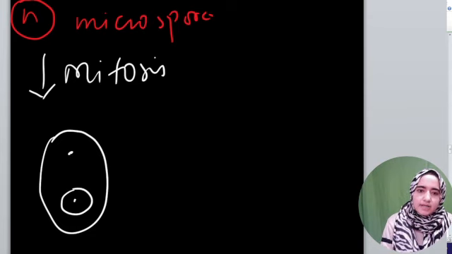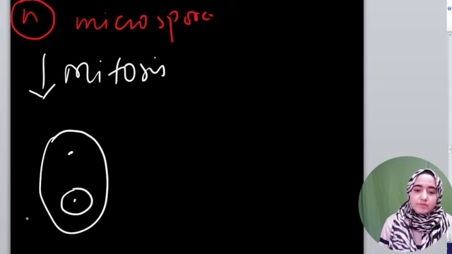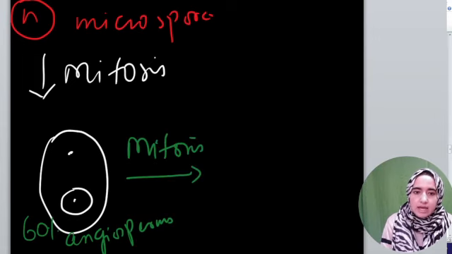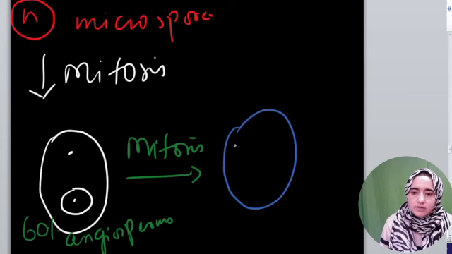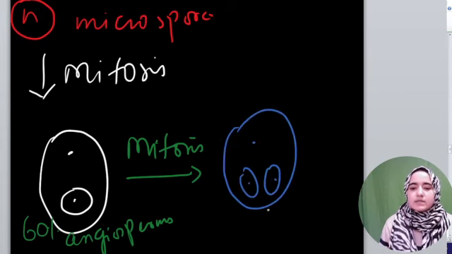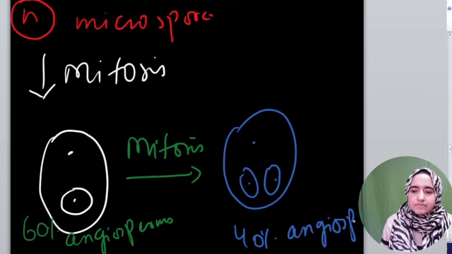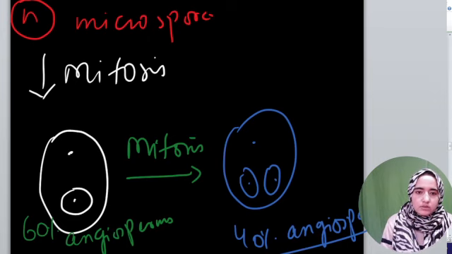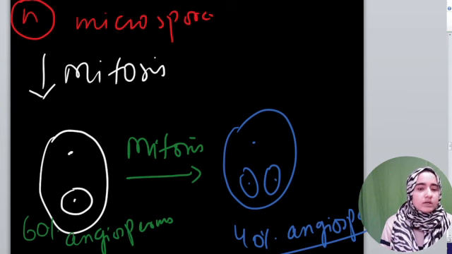This pollen grain is released in how many angiosperms? It will get released in 60% of angiosperms. Then it will undergo another mitosis, and due to this mitosis the generative cell will get converted into two male gametes like this, and this three-cell stage pollen grain would be released at this three-cell stage in 40% of angiosperms. Is this clear? I hope this concept is clear. Now what was the question? Now you should be able to give the answer.